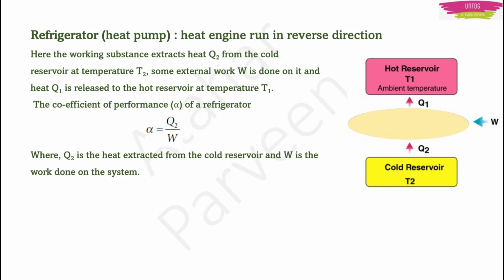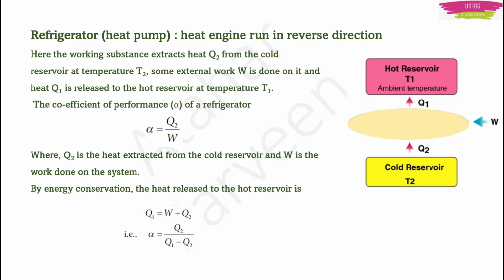It is the opposite of heat engine, right? There we had W upon Q1. Here it will be Q2 upon W. Because here Q2 is the heat extracted from the cold reservoir, isn't it? That's why. And W is the work done on the system. Now by conservation of energy, whatever heat is released to the hot reservoir will be equal to the work done plus Q2, right? That's why the coefficient of performance alpha will become Q2 upon W, or Q2 upon Q1 minus Q2. So W will be equal to Q1 minus Q2.